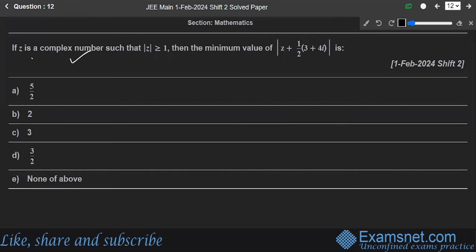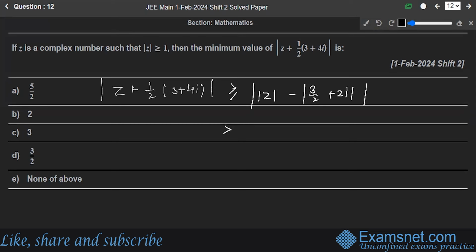Question number 12. If Z is a complex number such that the magnitude of Z is greater than or equal to 1, then the minimum value for this complex number, magnitude of this complex number is. So you are having Z plus 1 by 2 into 3 plus 4 iota. Magnitude is, this is greater than or equal to magnitude of Z minus 3 by 2 plus 2 iota. This is greater than or equal to, what is the magnitude of Z? You are given that this is greater than or equal to 1. So I can write 1 over here, minus. This is given by 3 by 2 square plus, this will be 2 square. That is equal to this.